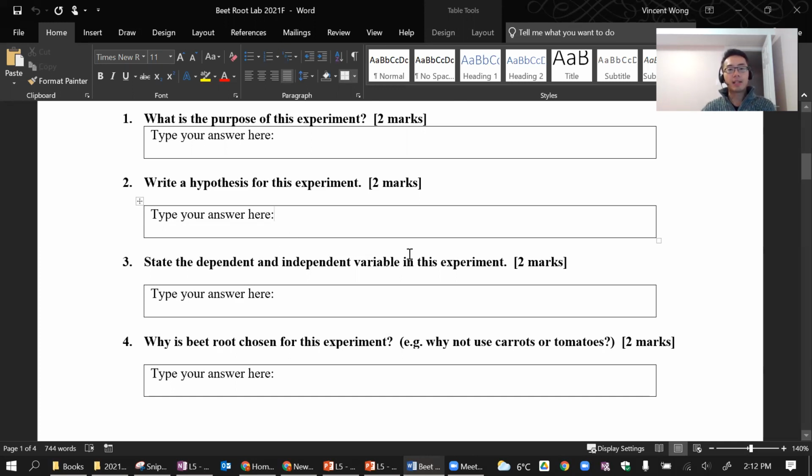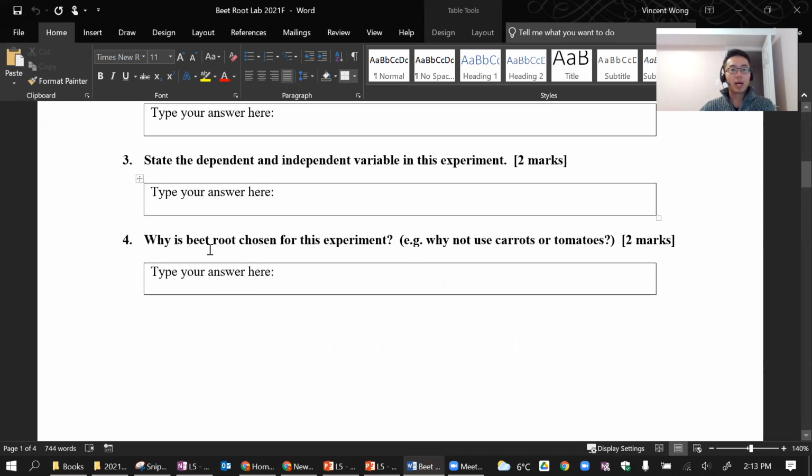State the dependent and independent variable. The dependent variable is the one that you will be assessing, the one that you will be observing or measuring. In this case, we are observing the color intensity. Some of you put percent absorbance, which is fine. It's just another way to measure the intensity. But ultimately, whether you're doing it with eyes or with an instrument, the dependent variable is the color intensity of the solution. The independent variable is the one that you will be manipulating. So in this case, it is the temperature.